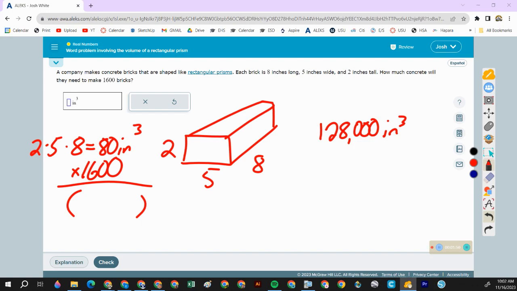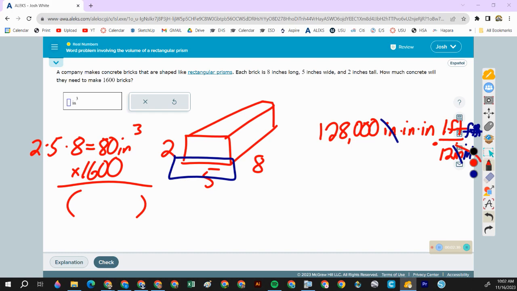Well, let's think about it. This is 128,000 inches times inches times inches. So if I times that by, in 1 foot, there are 12 inches. Is that going to be good enough? No, that only converts one side. That would convert this side only. So that inches kills that inches. Yeah, I need 2 more feet and 2 more inches.